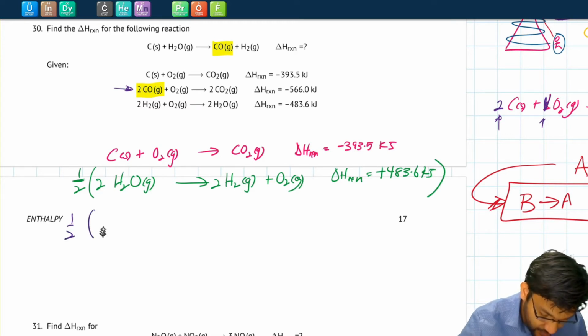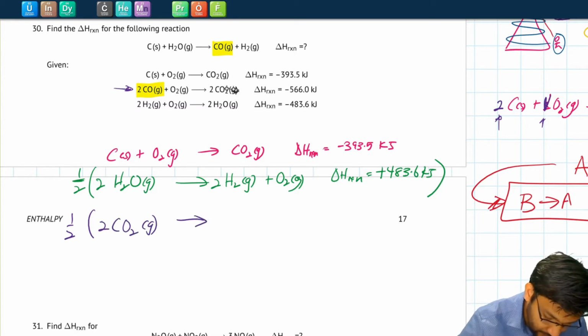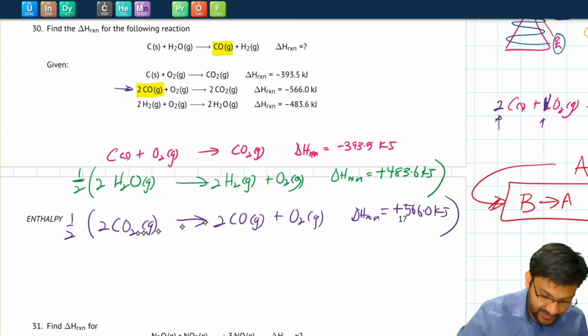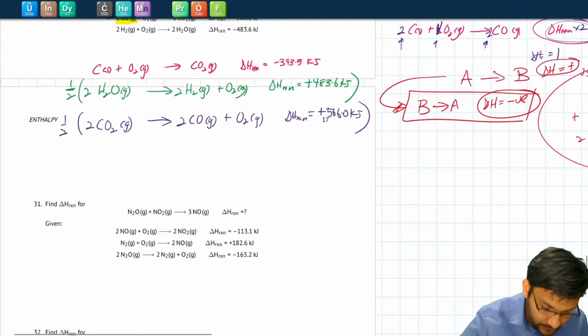So 1/2, we're reversing this reaction, so we start with 2CO2 gas, going to give us 2 carbon monoxide gas plus an oxygen gas. The delta H for this reaction, since we've reversed it, is going to be positive 566.0 kilojoules, and I'll put the parentheses because I need to multiply that by 1/2 in the end.